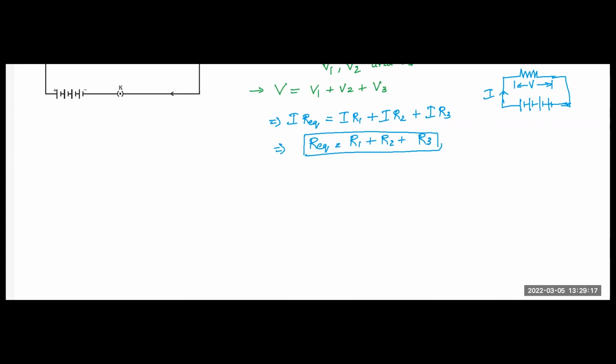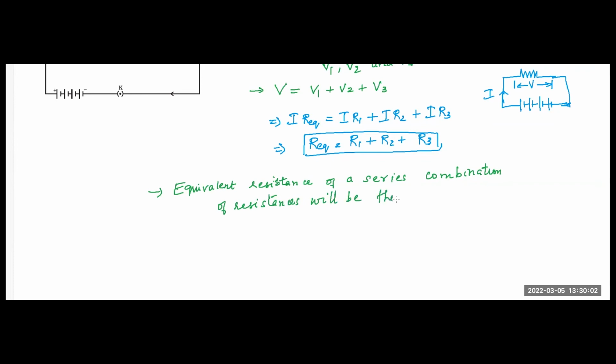This means that if we connect three resistors in series, their equivalent resistance will be the sum of individual resistances. So the equivalent resistance of a series combination of resistances will be the sum of individual resistances.